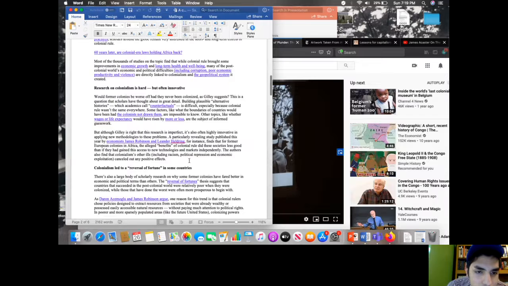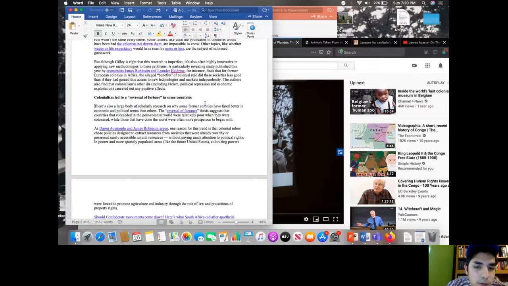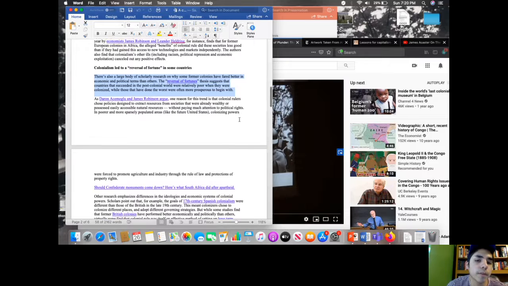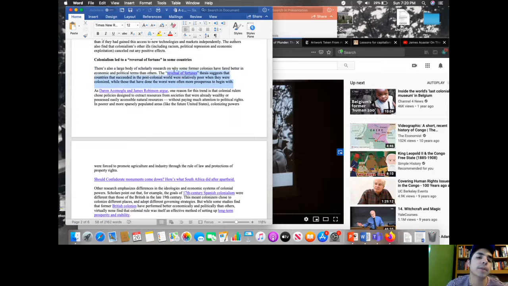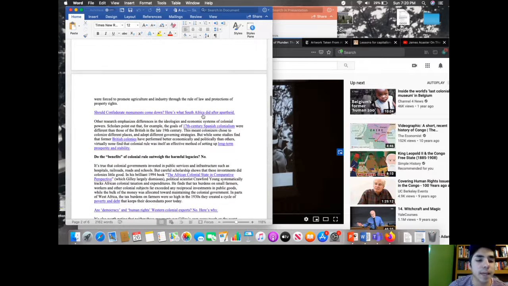Some points I really want to highlight. There's a large body of scholarly research on why some former colonies have fared better in economic and political terms than others. The reversal of fortune thesis suggests that countries that succeeded in the post-colonial world were relatively poor when they were colonized, but those that have done the worst were often the most prosperous to begin with. There are these MIT economists who suggest that countries that were really rich, like India and the Aztec Empire and the Incan Empire, had extractive institutions set up by European colonialism. And these extractive institutions still persist to this day, and this also helps explain why they're poor to this day.